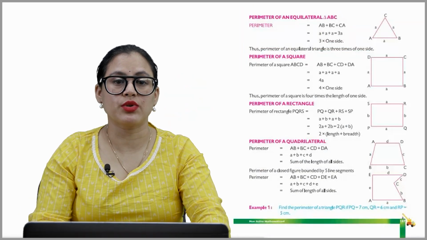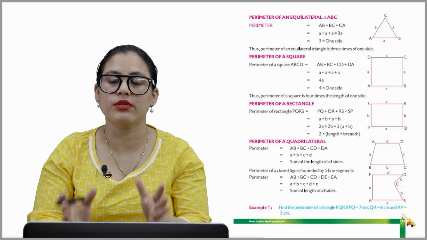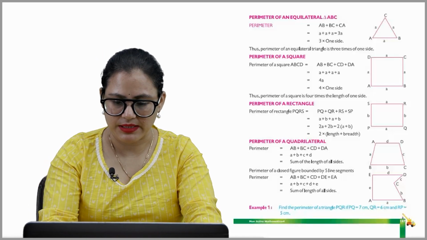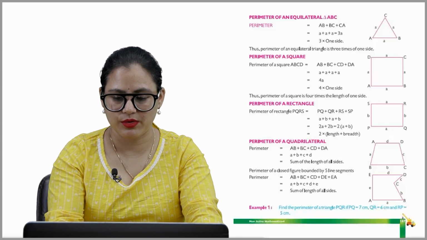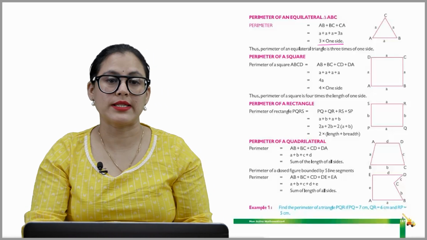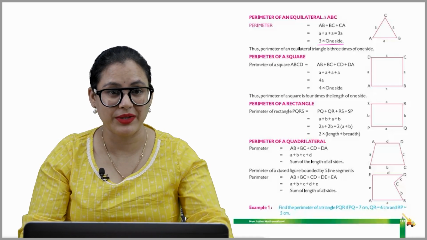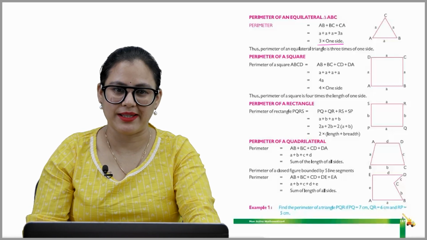Perimeter of an equilateral triangle. Equilateral triangle means all 3 sides are equal. Okay. So perimeter is AB plus BC plus CA. So a plus a plus a is equal to 3a. So the formula is 3 into one side. But remember, this is the perimeter of an equilateral triangle only. The perimeter of an equilateral triangle is 3 times one side.